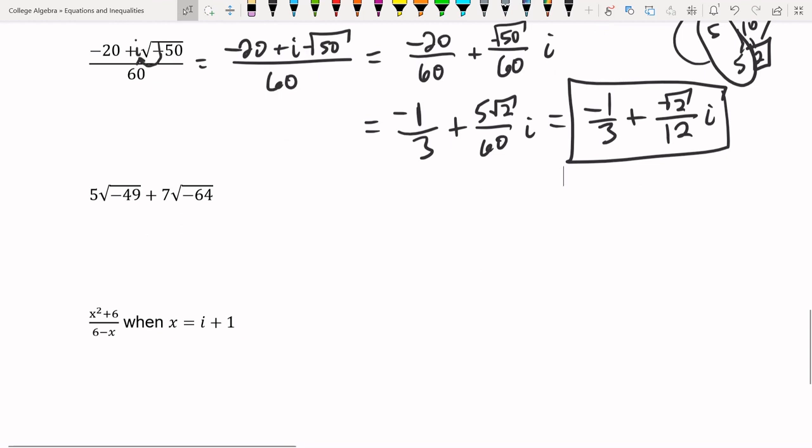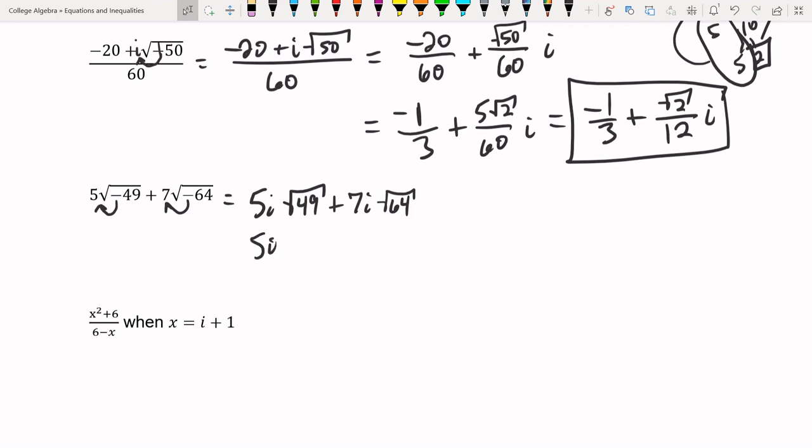Okay, next problem. The first step, I'm going to take out the negative on the outside. 5i root 49 plus 7i root 64. 49 is 7 times 7, and 64 is 8 times 8. So we get 35i plus 56i. And those are indeed like terms, so we can combine them, giving us, let's see, 35 plus 56 is 91, so 91i.